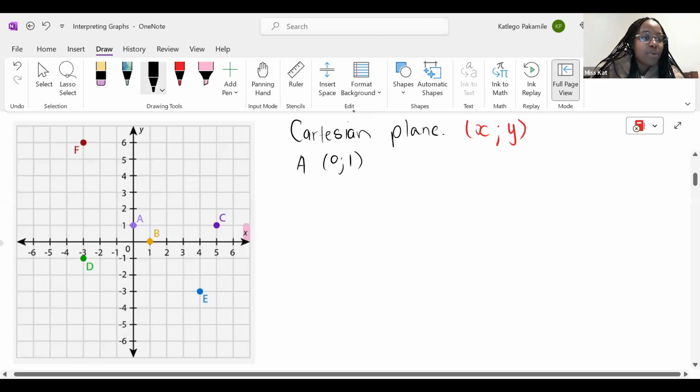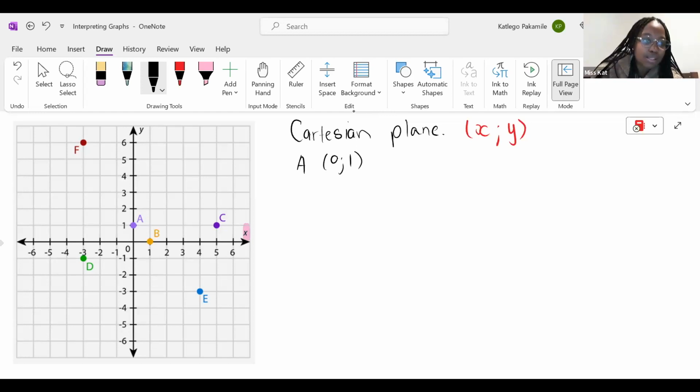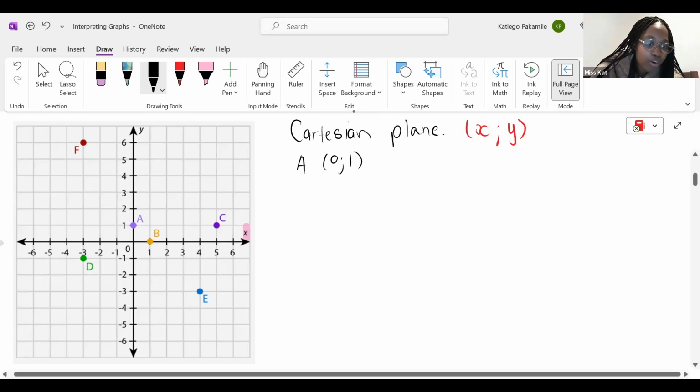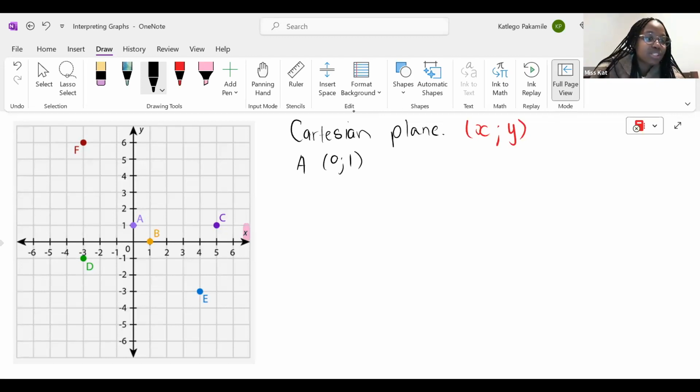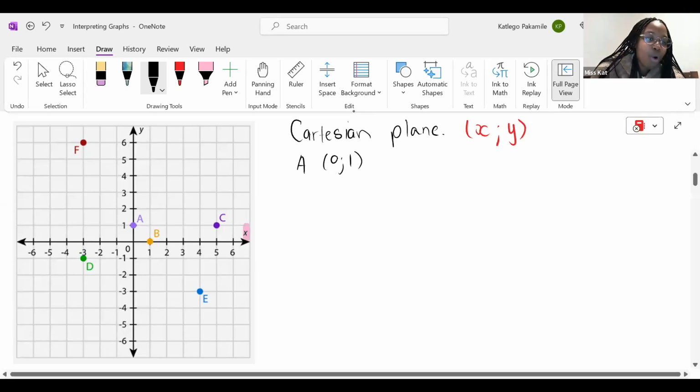Remember, when a point is on the y-axis, that means the x has to be 0, because it is literally on the origin. Can you see that? So it has to be on the axis. So our x coordinate is 0, but we've established that our y has to be 1. I hope we all remember how to find these coordinates now.